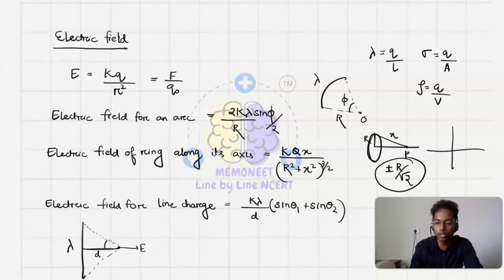Theta 1 is the angle made by this line with the perpendicular bisector line, and theta 2 is the angle made by the line joining the point P to the bottommost position of the line charge. This will be the angle between these two lines. So here the formula will be k lambda upon d into sine theta 1 plus sine theta 2.